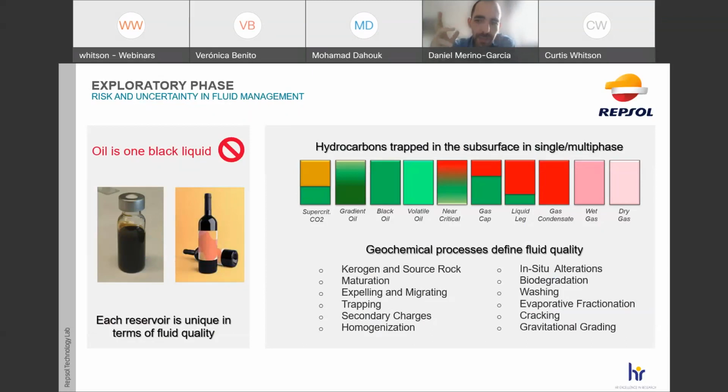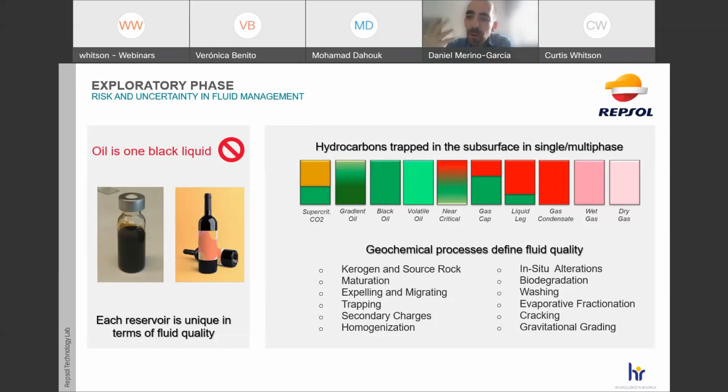So in the end, the quality of the fluid that is in a particular reservoir depends on a number of processes, geochemical processes, either on the way from the source rock to the reservoir, or also inside of the reservoir. There are many in situ alterations, such as biodegradation, washing, cracking, even degrading based on gravitational forces. So in the end, I tend to use the analogy of a bottle of wine. Because if you have two reservoirs, they could be like two bottles of wine coming from the same owner, with the same grape, from the same year, but still maybe different in terms of the quality of the wine, because maybe one has the cork that has a small hole, so there's fluid compositional changes.